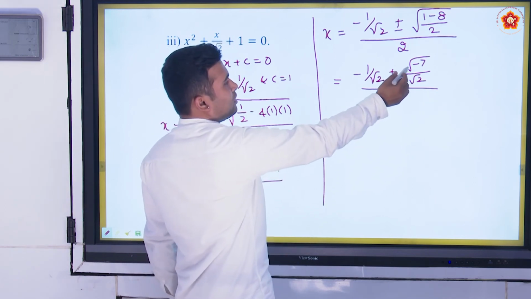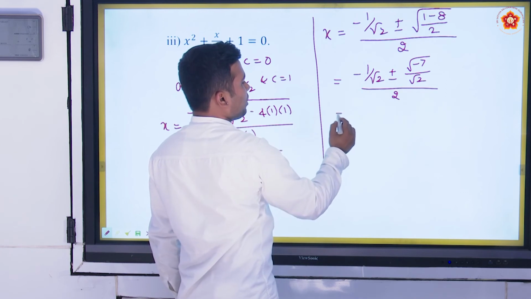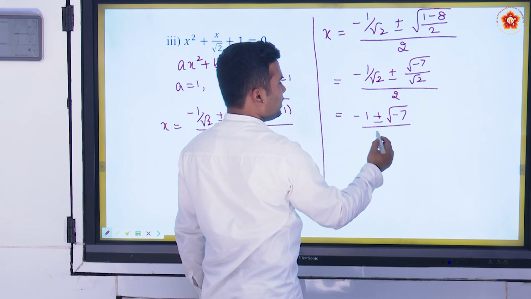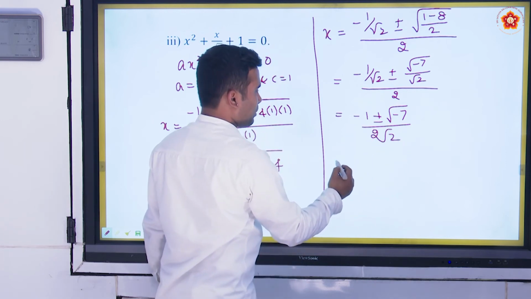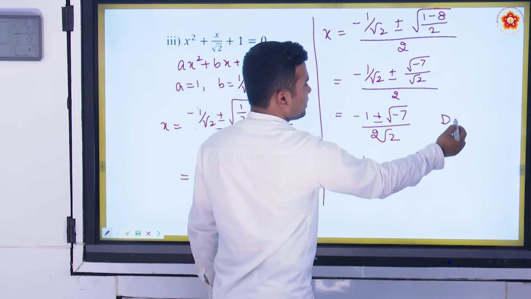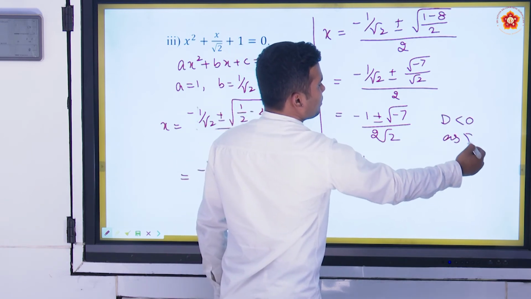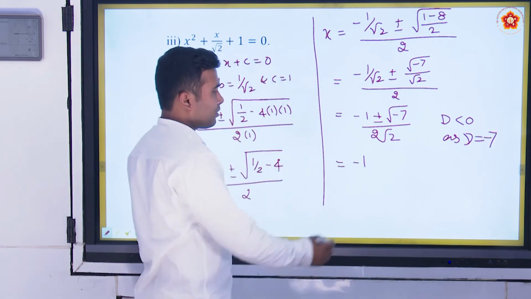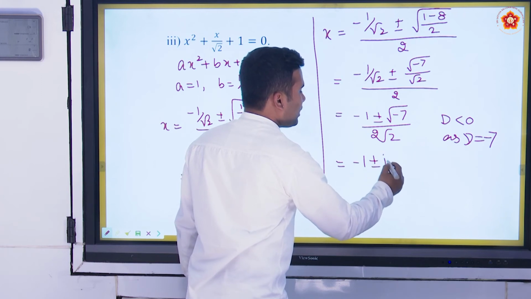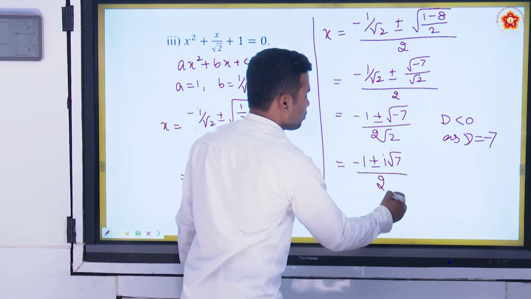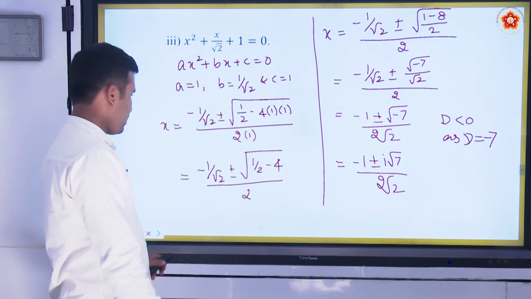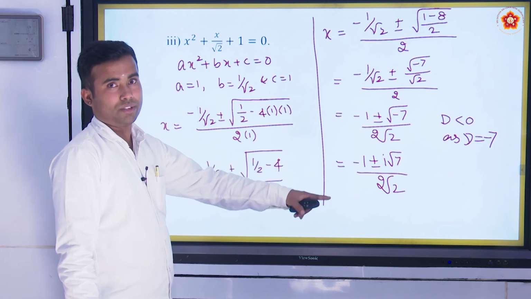And here again this 1 by root 2 you can take outside and you will get minus 1 plus or minus root of minus 7 divided by 2 root 2. Okay, this will be equal to minus 1, and here again the discriminant D is less than 0, as D is equal to minus 7. So, what is D? B square minus 4ac here. So, that can be written as i root 7 by 2 root 2. So, this is the solution for this equation. Hence, the roots are complex conjugates of each other.